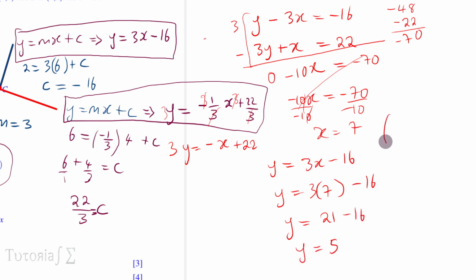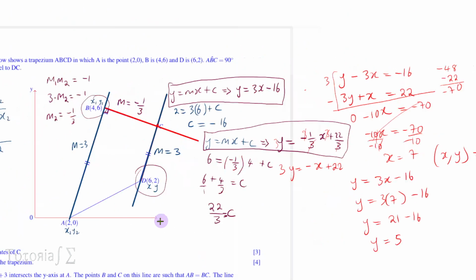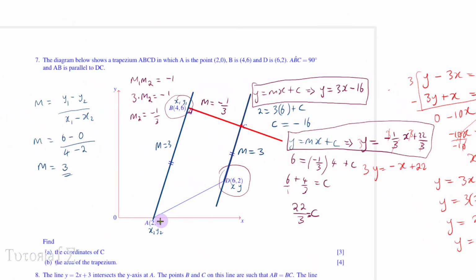Meaning that the coordinates, you know the coordinates should be in the form x comma y. So the x part is 7 and the y part is 5. So these will be the coordinates of D. So that is how you are supposed to approach this question. Basically, first of all, you just find the equation of the two lines. Then you solve the equations of the lines simultaneously, and you're done.